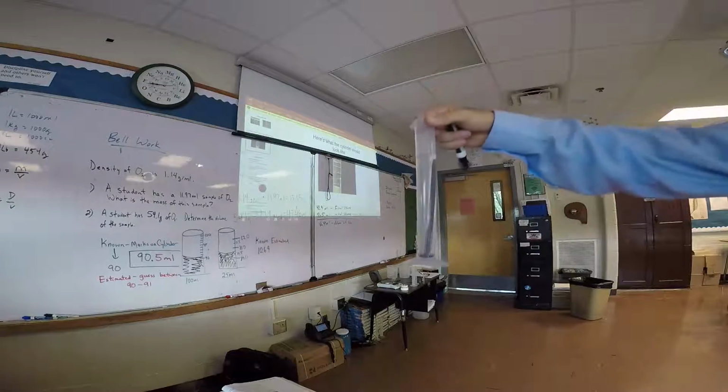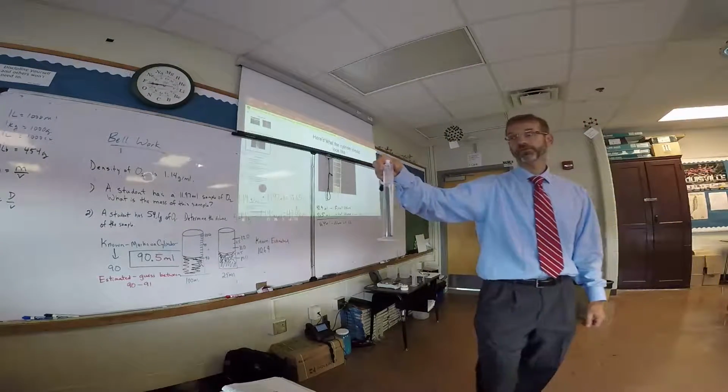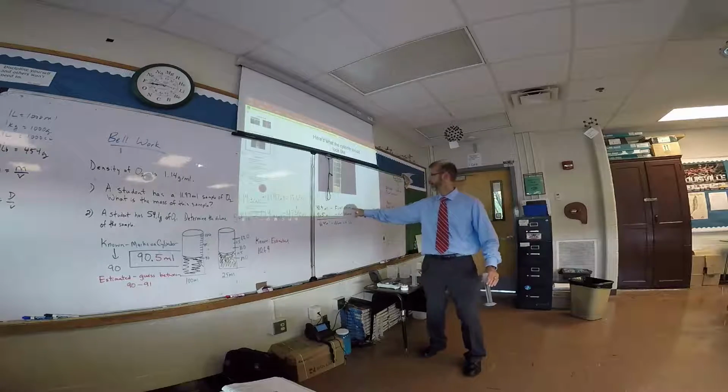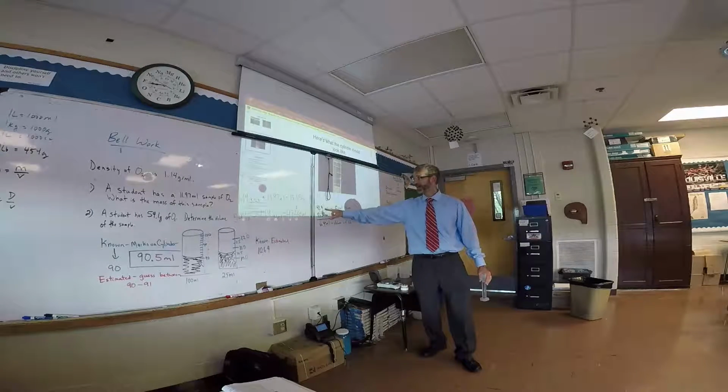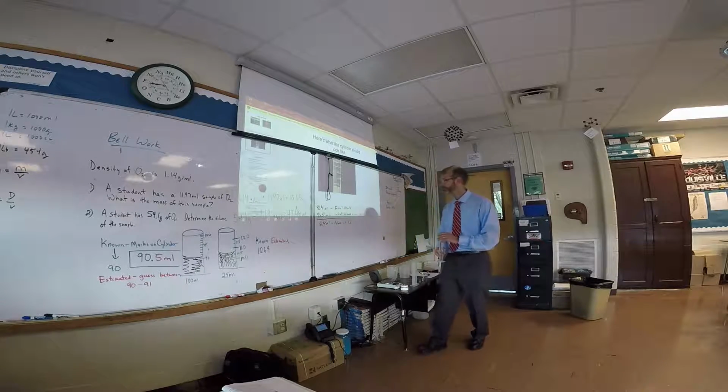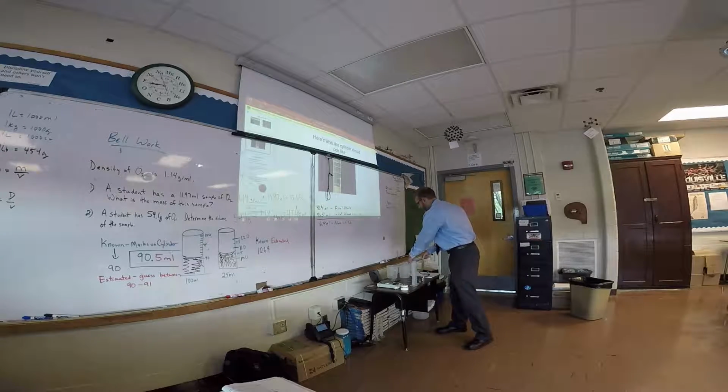You can see that the liquid covers the nail, which is what we're looking for. And we now have our final volume measured at 92.9. You subtract the initial from the final, you get a volume of 6.4 milliliters. What does that mean? What does 6.4 milliliters mean?